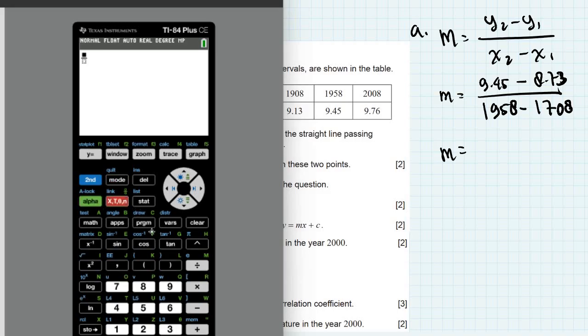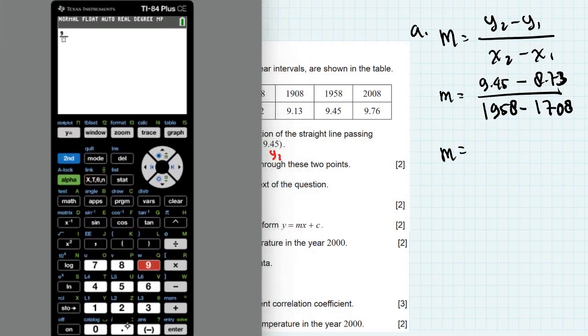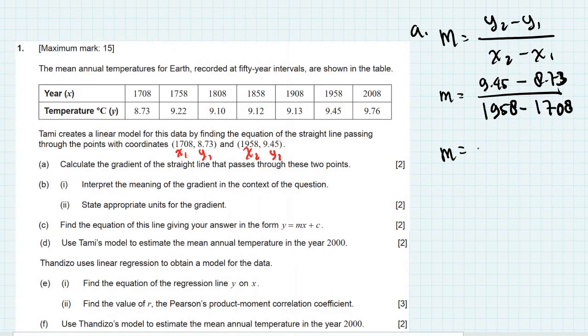We have 9.45, wait a minute, okay, 9.45 minus 8.73 divided by 1958 minus 1708. Enter. We have 0.00288. So m is 0.00288. That's the answer for A.